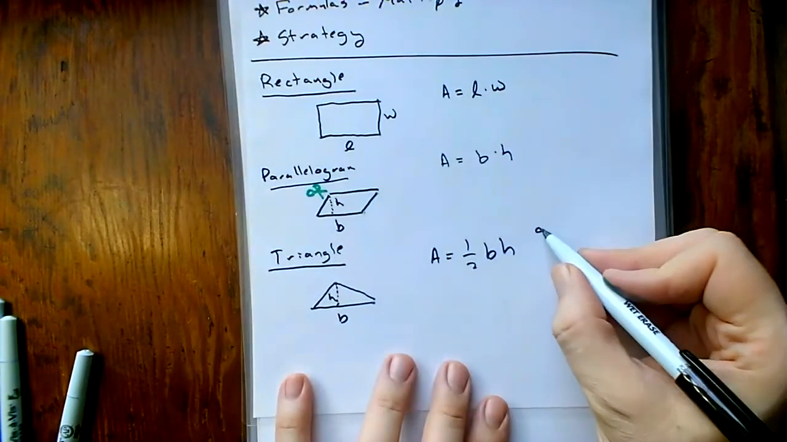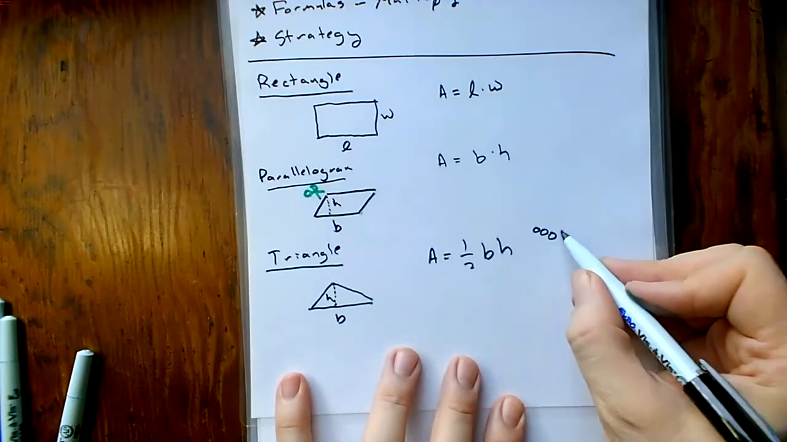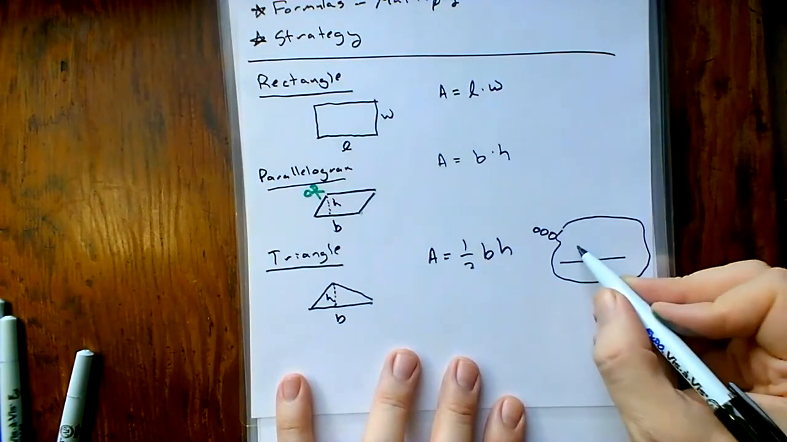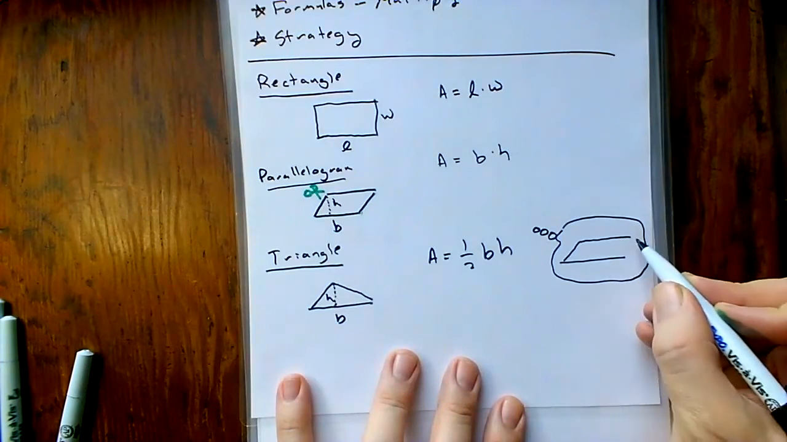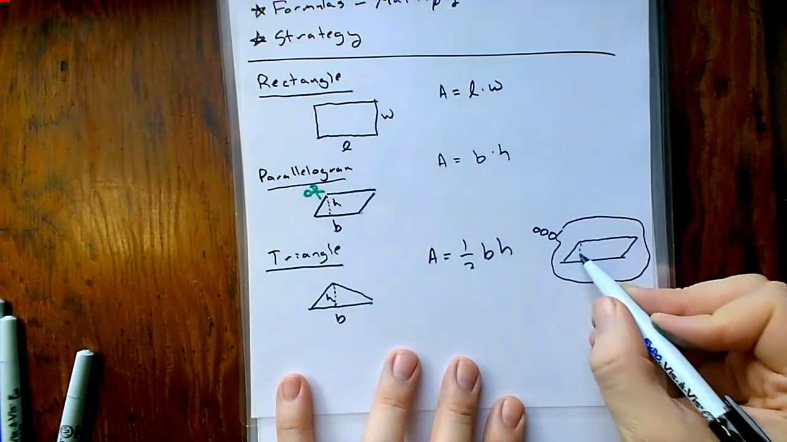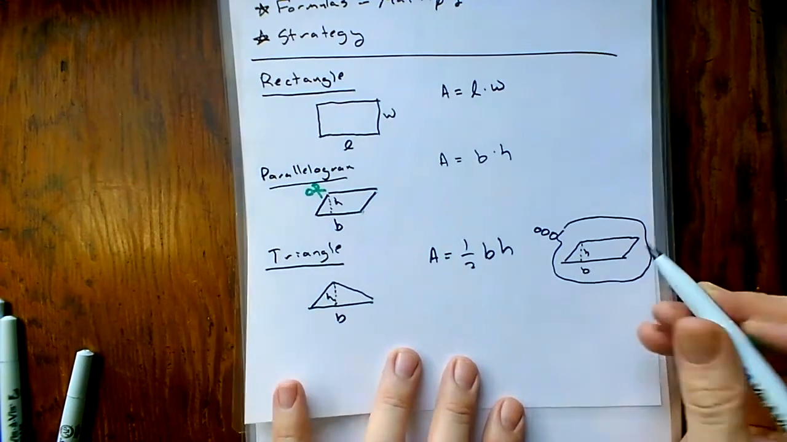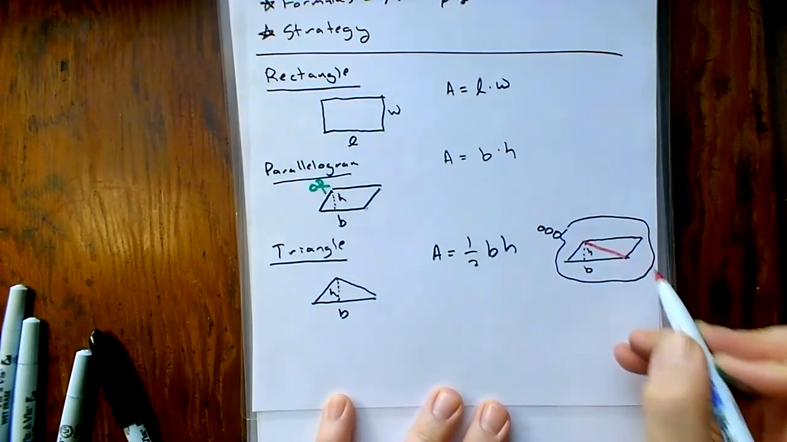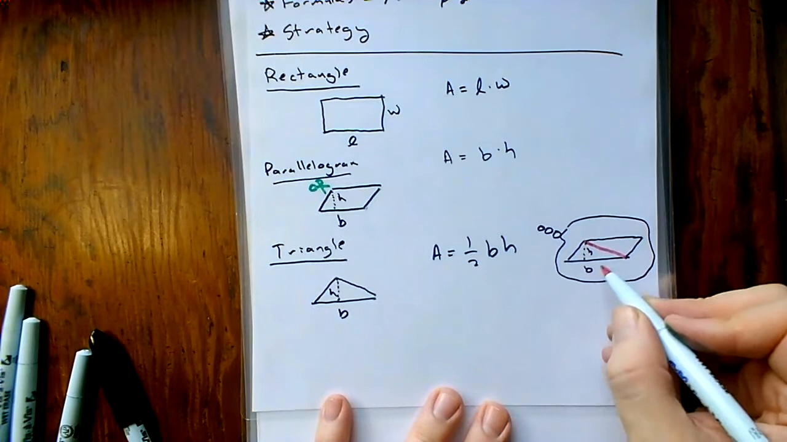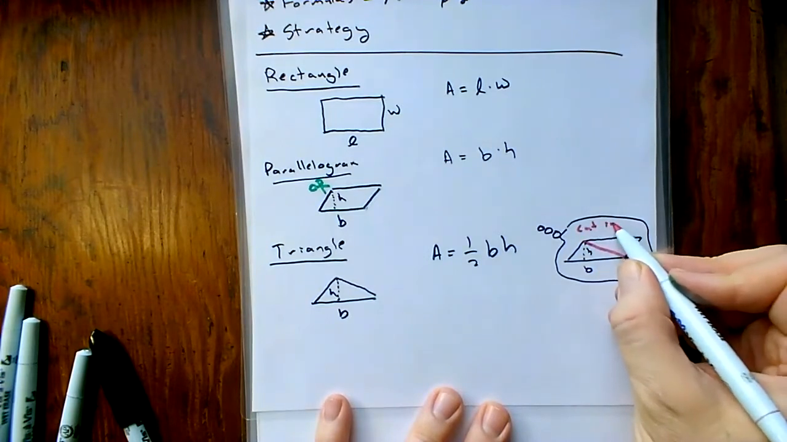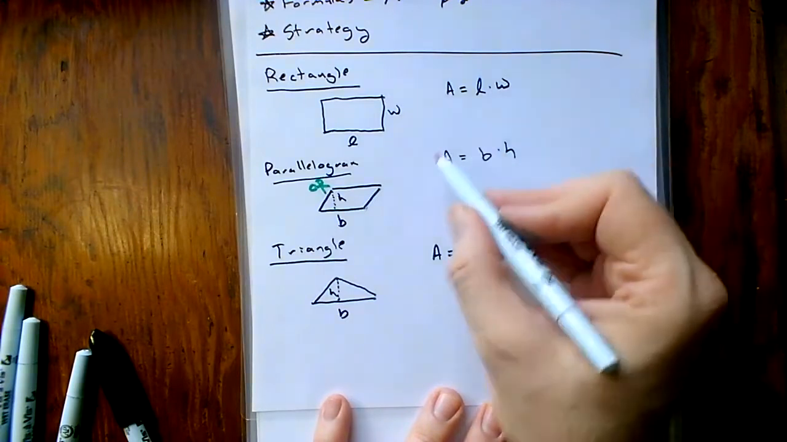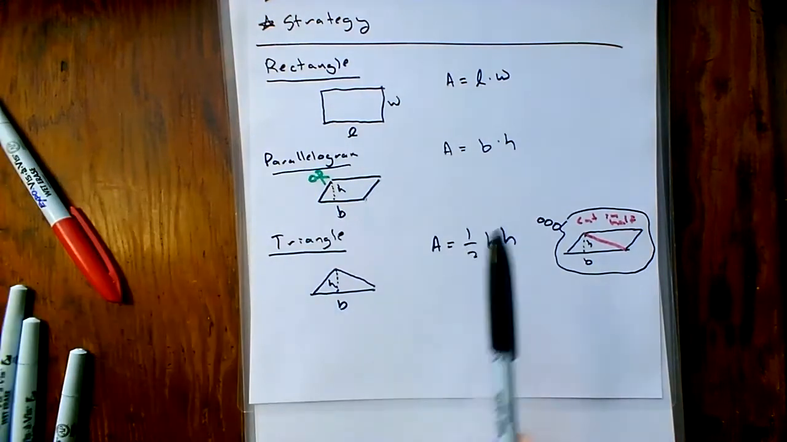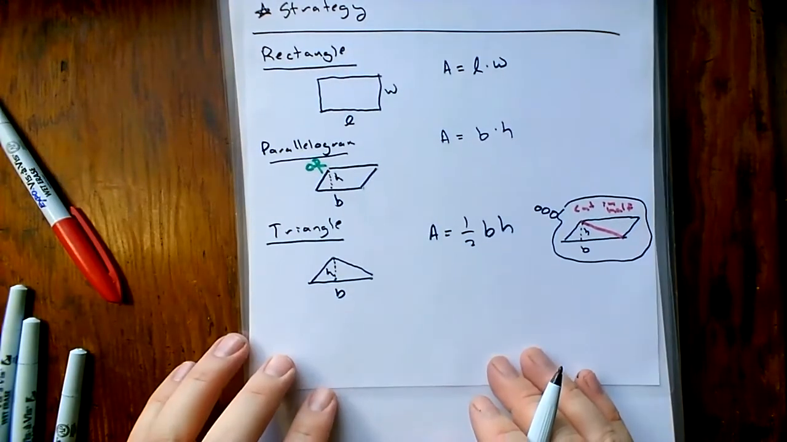Now, when you're thinking about this, I always like to say, if you want to know where that comes from, think about this. If I were to take a parallelogram, there's my height, there's that base, and I were to cut that in half, this is literally half of a parallelogram. That's where that formula comes from. So if you ever have trouble remembering that, realize that's a lot of where those things are coming from.